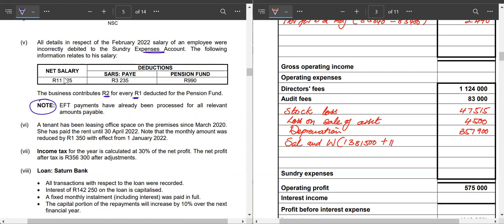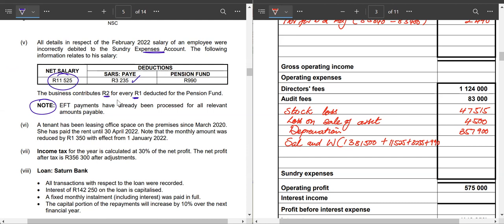That is my net salary. If I was given the gross, I would have just taken the gross amount at once, then I come to my contributions. But in this case, I'm given the net, so I'll take my net as well as the deductions. Then I'll add my 11,525. Then I'll also add my deductions. The first one is pay as you earn, 3,235. And then I'll also add my pension fund here, which is 990. Because here we are also including our contributions.